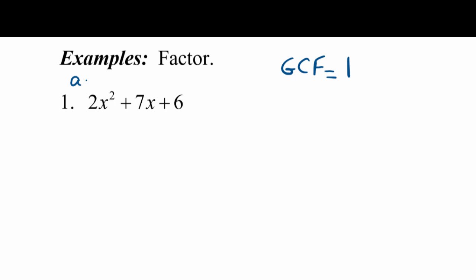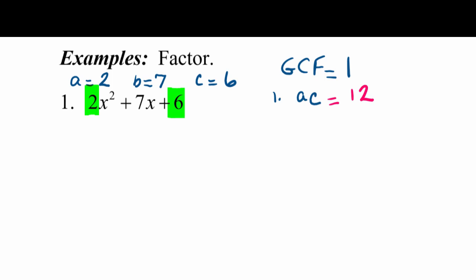A is the coefficient of the x squared term, so A is 2. B is the coefficient of the x term, so B is 7. And then C is our constant. Okay, so A, B, and C, there they are listed. The first step is going to be to compute A times C. That means multiply the 2 times the 6. So for this problem, A times C, 2 times 6, is 12.